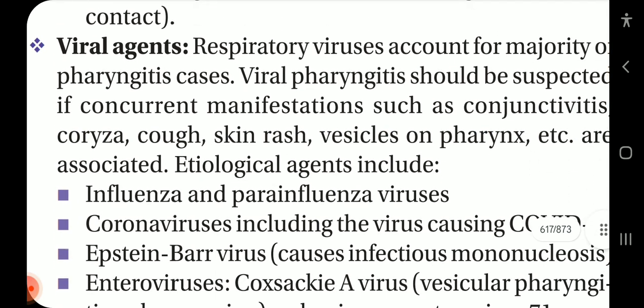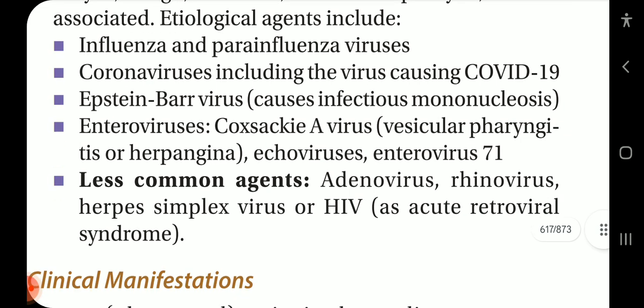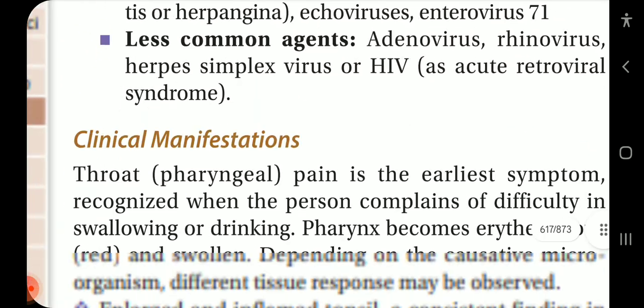Now, viral agents. Respiratory viruses account for the majority of pharyngitis cases. Viral pharyngitis should be suspected if concurrent manifestations such as conjunctivitis, coryza, cough, skin rash, vesicles on pharynx, etc. are associated. Etiological agents include influenza and parainfluenza virus, coronavirus including the virus causing COVID-19, Epstein-Barr virus cause infectious mononucleosis, enterovirus, Coxsackie-A virus, vesicular pharyngitis or herpangina, echovirus and enterovirus 71. Less common agents being adenovirus, rhinovirus, herpes simplex virus or HIV as acute retroviral syndrome.